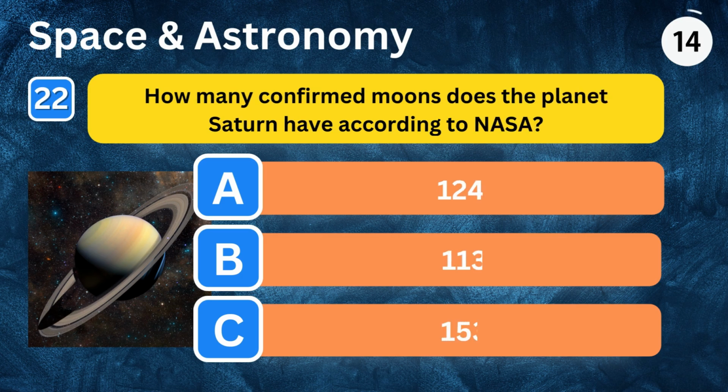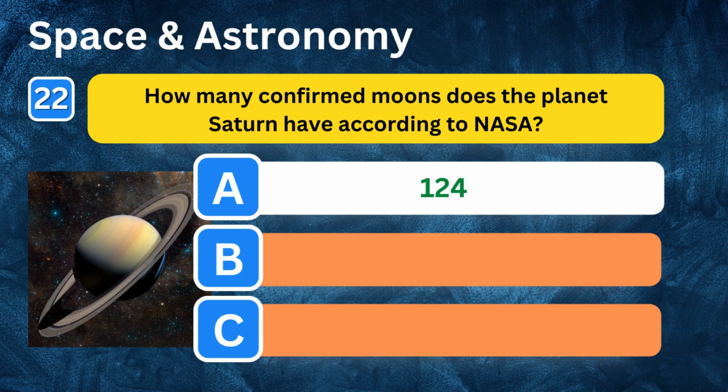Question number 22. How many confirmed moons does the planet Saturn have according to NASA? Is it 124, 113, or 153? And the answer is 124.